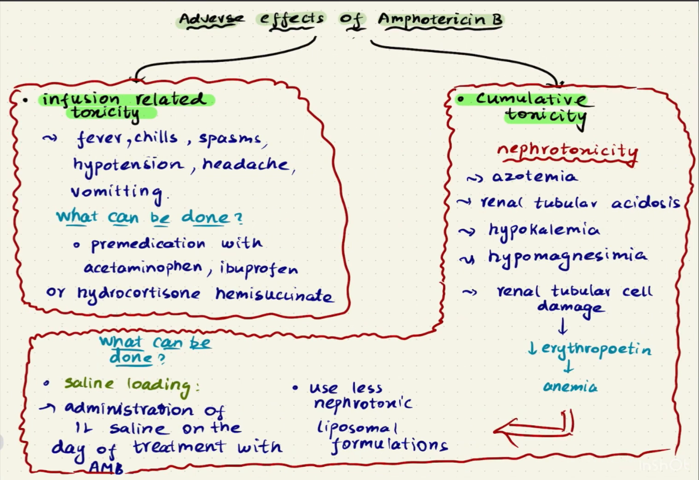Now, coming to the adverse effects of amphotericin B. We can broadly classify the adverse effects into infusion-related toxicity and cumulative toxicity. Infusion-related toxicity can be seen during the infusion of amphotericin B or within minutes of infusion, and it is characterized by fevers, chills, spasm, hypotension, headache, vomiting. So all these symptoms can be seen during IV administration of amphotericin B.